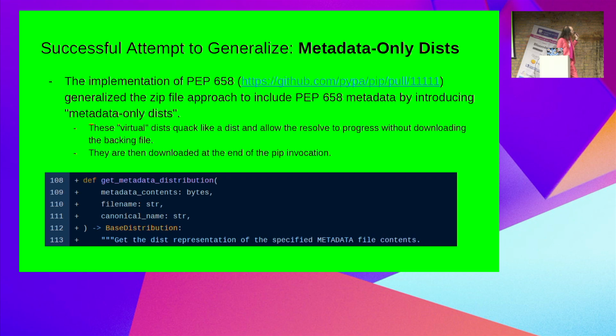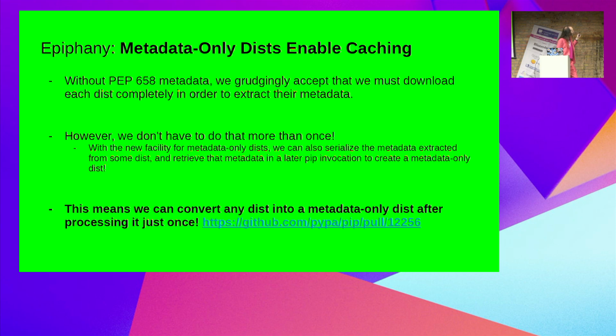Oh, that's unfortunately out of order. That's fine. OK, I wanted to say metadata-only dist enables caching. I'm not going to go too much into this, but if you can represent a distribution as a JSON, as a single file, you can serialize it, and then you can make another dist, a fake one, out of it that the resolver can use. You can then cache it. And there's a discussion about how much you should cache, et cetera. This particular pull request is in progress here.